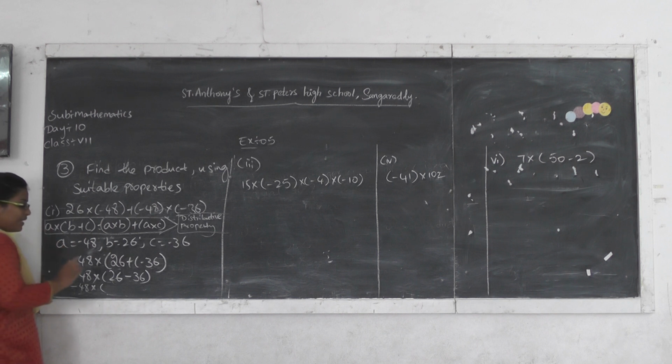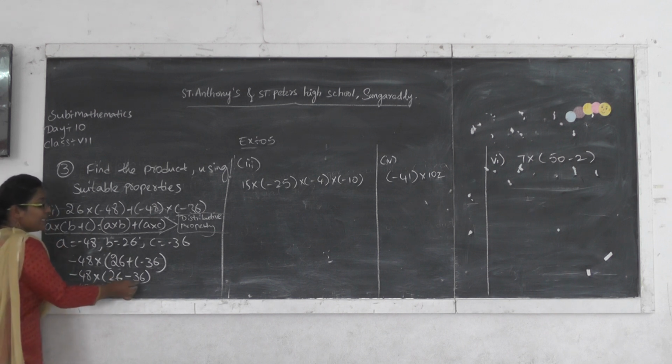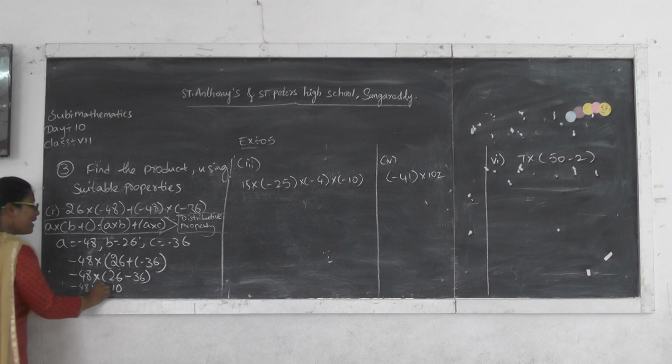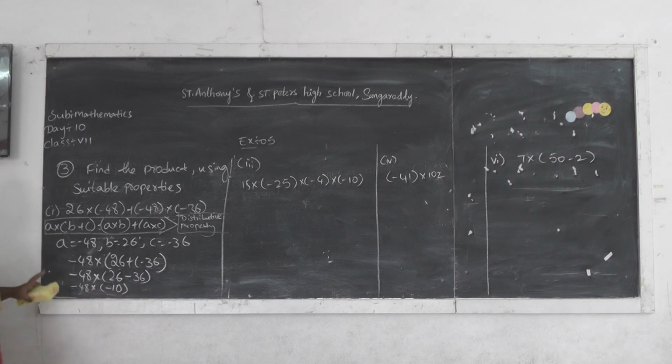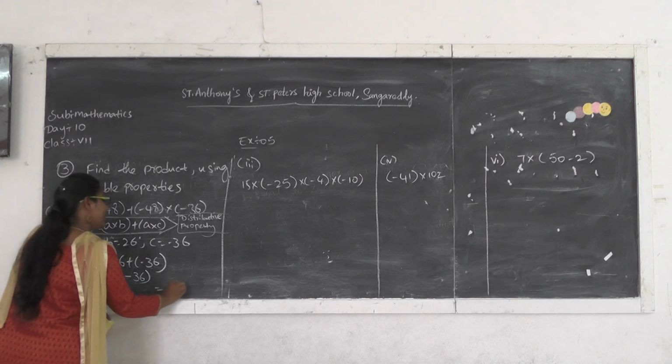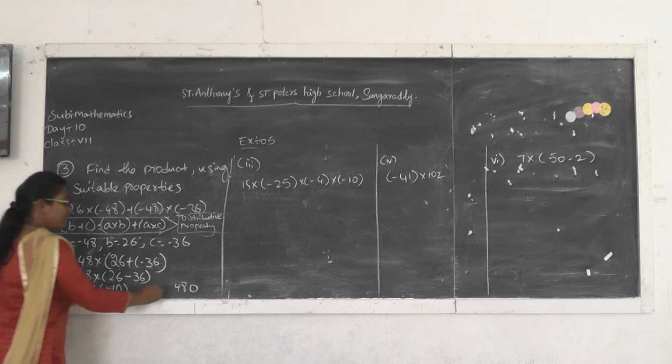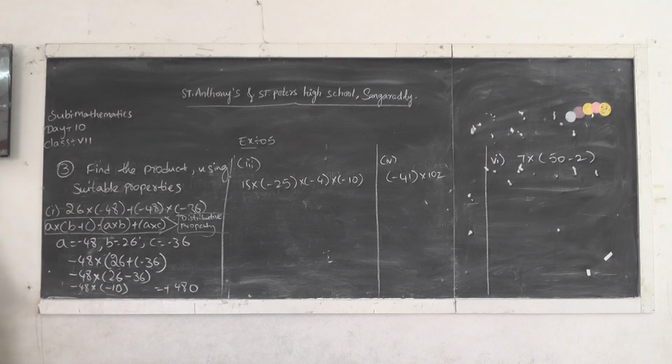10. But here the greater numerical value is 36, so we have to keep the negative sign. So minus 10. Now, 48 tens are how much? 480. Since both have negative signs, we have to keep the result as positive. Are you able to understand?